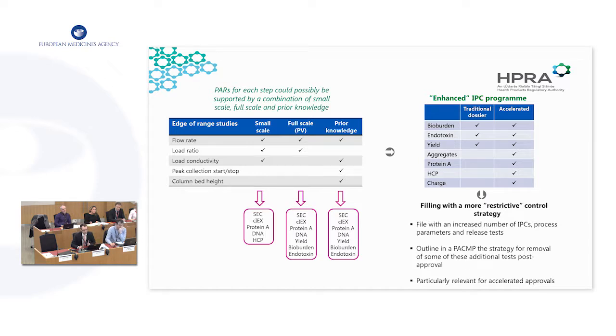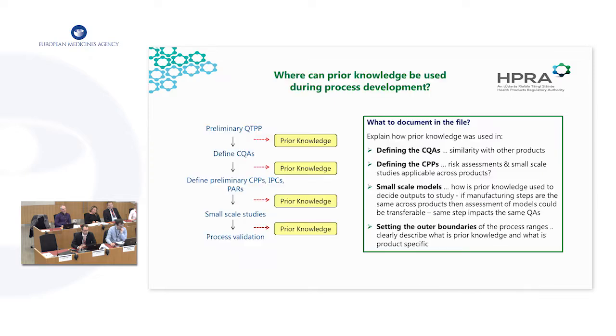But those controls can be removed post-approval once you accumulate the additional knowledge, when the product is approved and you have additional batches at full scale and so on. So there's a way of agreeing up front. As industry, you probably don't like additional tests, but we can agree that you file them, but we'll remove them later on if you get the knowledge, which was maybe covered by the prior knowledge, if you get it at full scale.